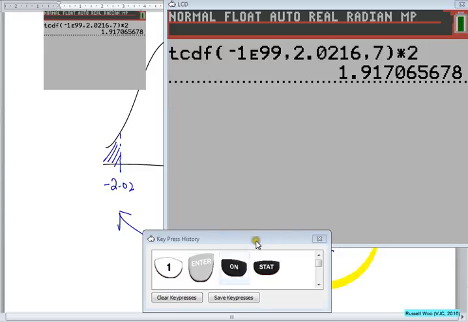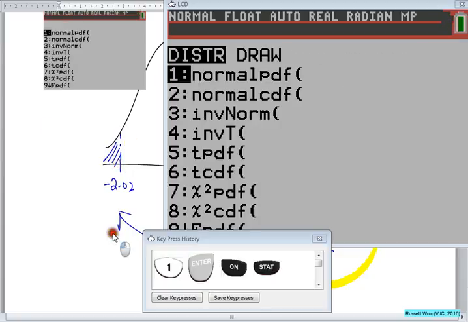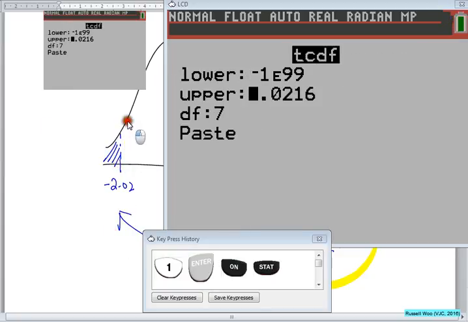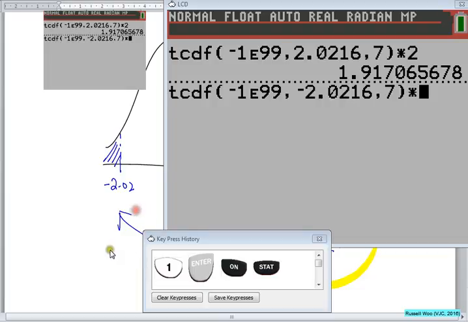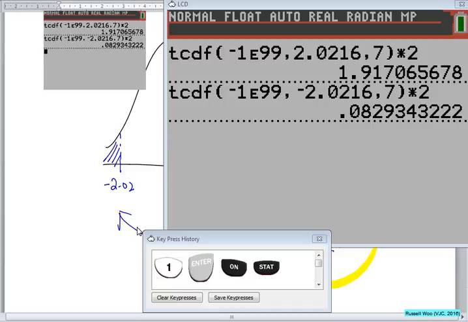Oh, negative. Silly me. Negative. Times 2. Yeah. You see this? This is exactly your p-value you got from your GC just now. Follow what I'm saying?